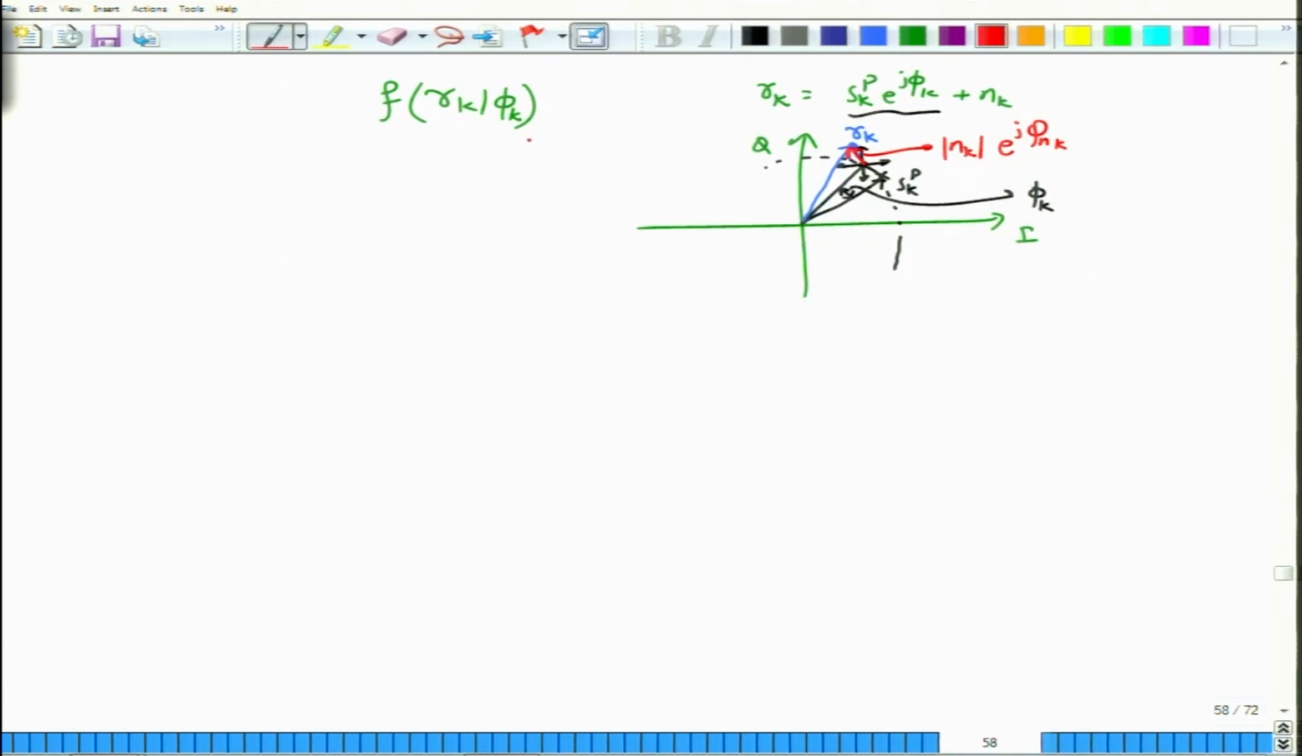So, if you go back to the real case, if this is r_k that you have received and this is s_k^p e^{jφ_k} that you have transmitted, the difference in the complex domain, or this vector n_k, is the amount of noise that has been added. And what is the probability of generating this noise? Is that noise probability dependent on r_k? No. Is the noise probability dependent on s_k^p?